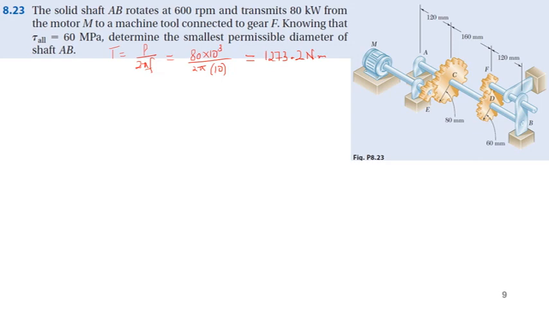Now let's see, at gear C, what will be the force? TC will be equal to TD, and that will be 1273.2 Newton meter. Otherwise the direction will be different, because it must be under static equilibrium. So the force at C will be equal to TC divided by the radius at C. TC is 1273.2, divided by the radius, which is given as 0.08 at C. So the force is 15.913 kilonewton.